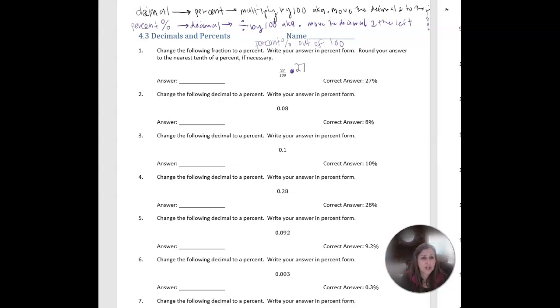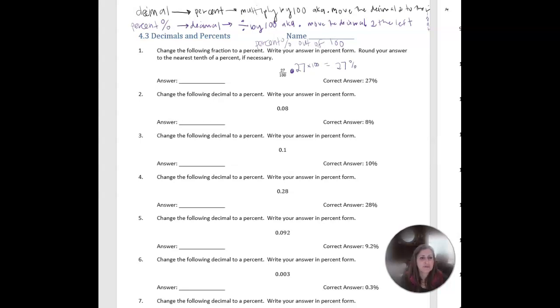Now let's go up to our notes. We have a decimal. We want a percent. So we're now going to multiply the decimal by 100, which is the same as moving the decimal 2 to the right. We're kind of right back to where we started. But if you were to multiply this by 100, the answer would be 27%.